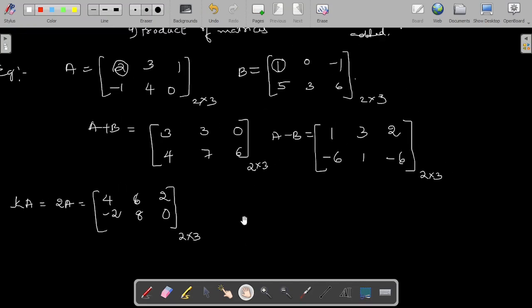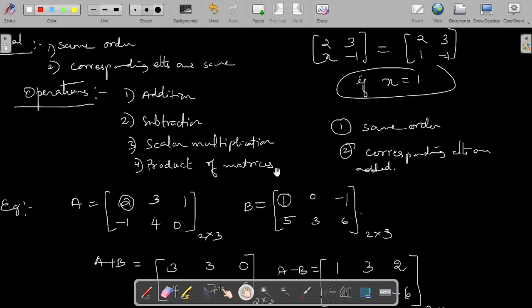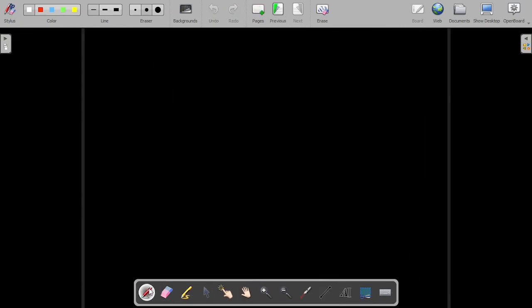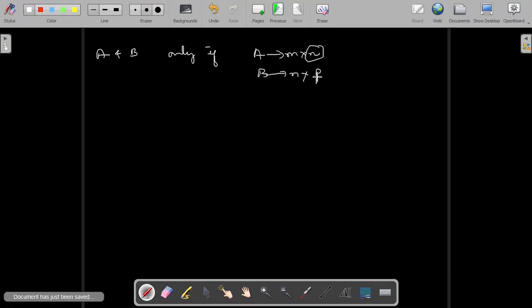Next, product of matrices. In the case of product or multiplication of matrices, there is a condition. Two matrices A and B can be multiplied only if A is of order m by n and B is of order n by p. That means number of columns of the first matrix, if it is equal to number of rows of the second matrix, then only matrix multiplication A into B is possible. Otherwise A into B is not defined.